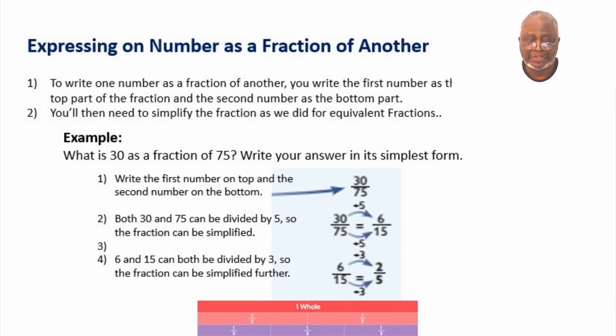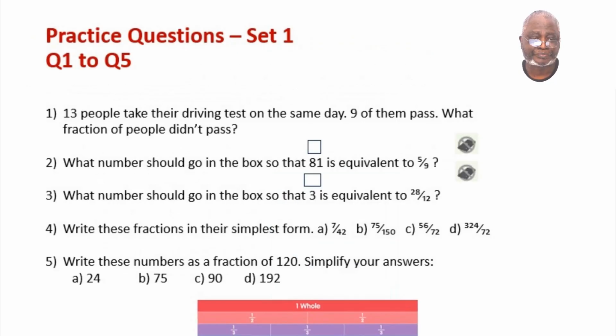So you have 6/15. But if you look at that, that can further be divided by 3, each top and bottom number. So 6 divided by 3 is 2, and 15 divided by 3 is 5. So you have 2/5. 30 as a fraction of 75 is 2/5. Let's look at some practice questions.